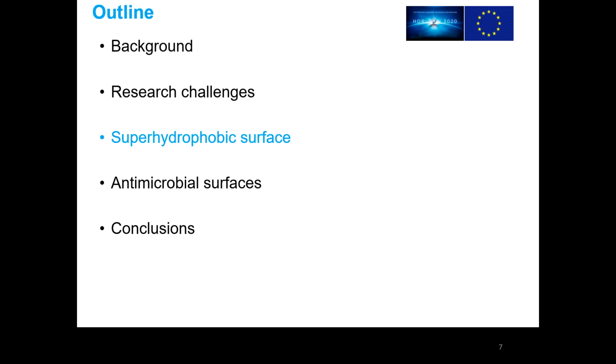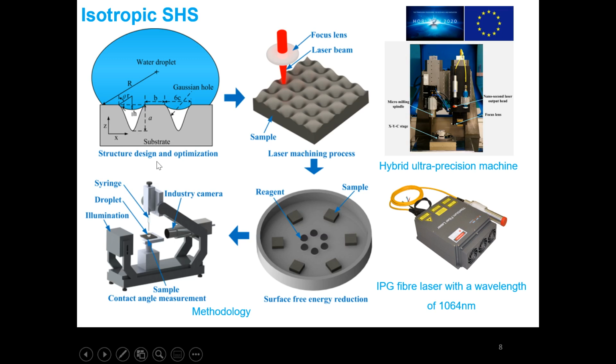In my research for superhydrophobic surface, I use MATLAB to design the microstructure first. The shape of the structure is according to the shape of the laser beam, and then I use the laser to make the microstructures, and then use a chemical reagent to reduce the surface free energy, and a contact angle measurement device to test the contact angle. This is the machine used in my research. It includes a nanosecond laser, like in this photo.